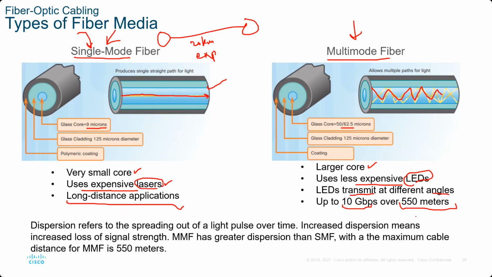So the problem is that it can give you good bandwidth, but you cannot connect it for longer than 550 meters, like half a kilometer. But it's still better than copper, because it can go a longer distance than copper, which is limited to 100 meters.